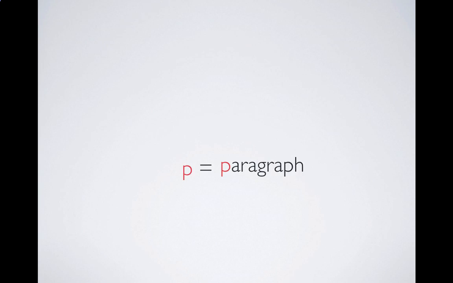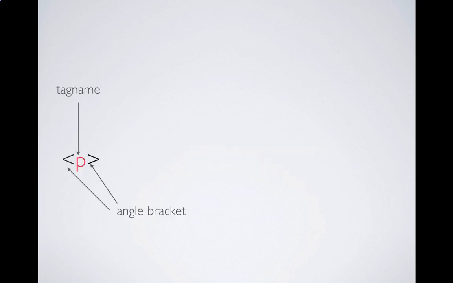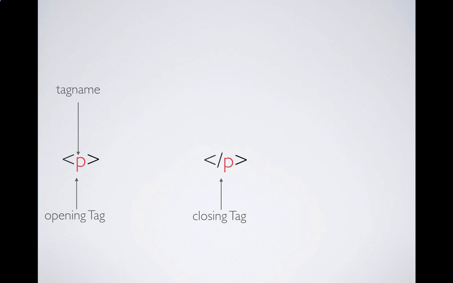P is a paragraph. When you write a document, you have paragraphs. It's the same thing. P represents a paragraph. How do you write it? Well, this is how you write it. You have angled brackets around the tag name, and that's called an opening tag. And you're going to have another similar tag at the end, called a closing tag.